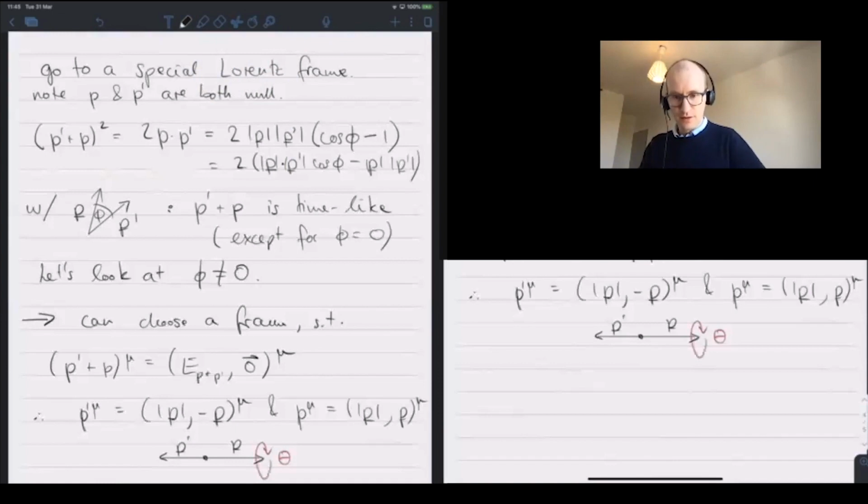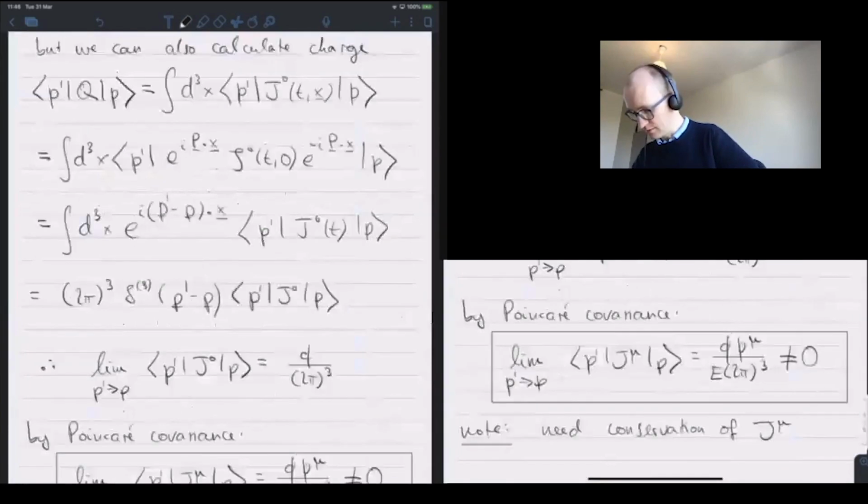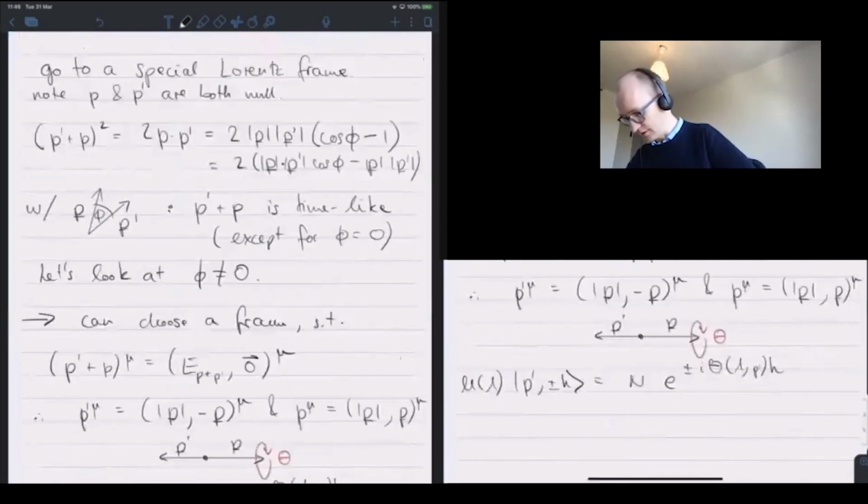We have the states which undergo Lorentz transformations. In general, U of lambda acting on the state p prime with helicity plus or minus h goes to our normalization factor, e to the plus or minus i times some angle theta that was determined by lambda and the reference momentum p, times its helicity, lambda times the state p prime with helicity plus or minus h.